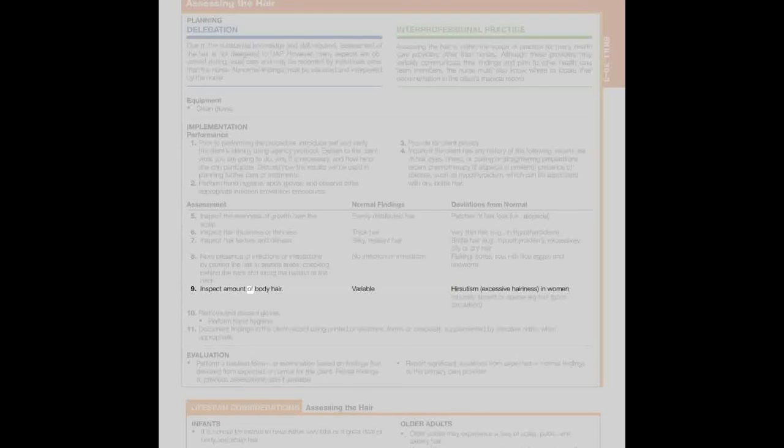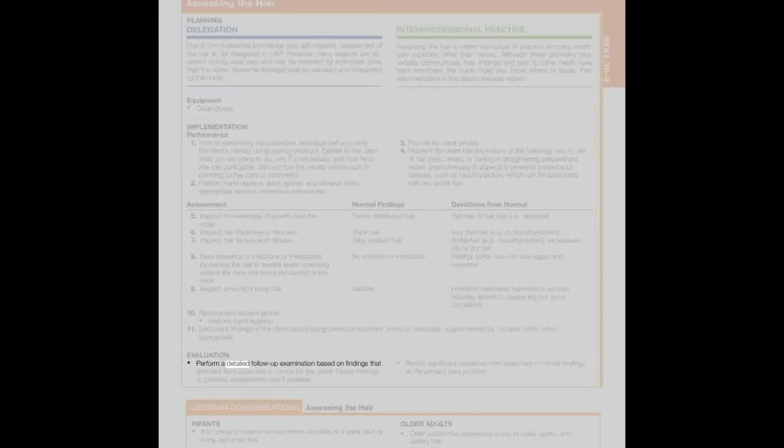9. Inspect amount of body hair. Variable; hirsutism, excessive hairiness, in women; naturally absent or sparse leg hair, poor circulation. 10. Remove and discard gloves. Perform hand hygiene. 11. Document findings in the client record using printed or electronic forms, or checklists supplemented by narrative notes when appropriate.